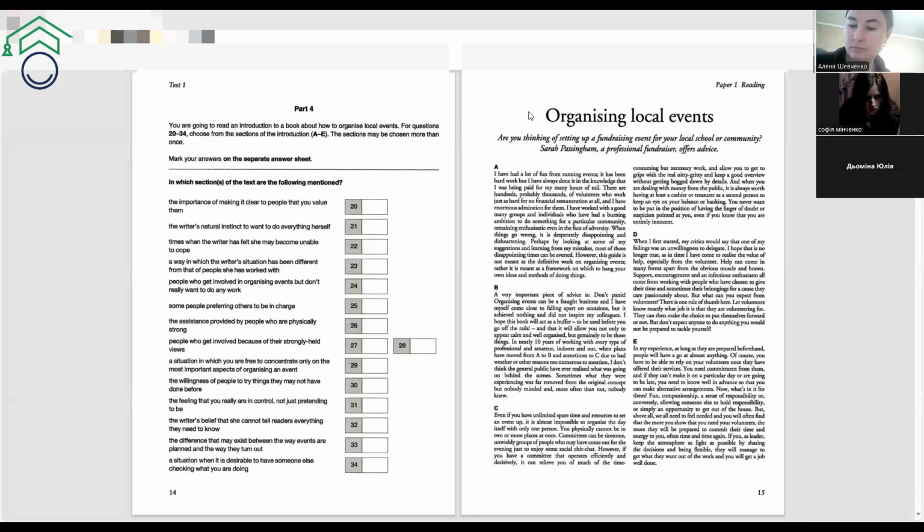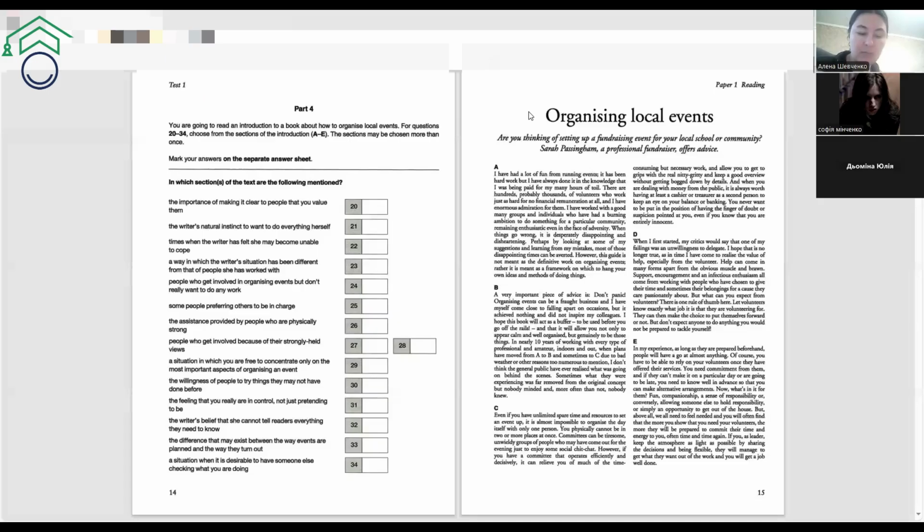Maybe I have worked with a good many groups and individuals who have had a burning ambition to do something for practical community, remained enthusiastic even in the face of adversity. When things go wrong, it is desperately disappointing and disheartening, perhaps by looking at some of my suggestions and learning from my mistakes. Maybe this.